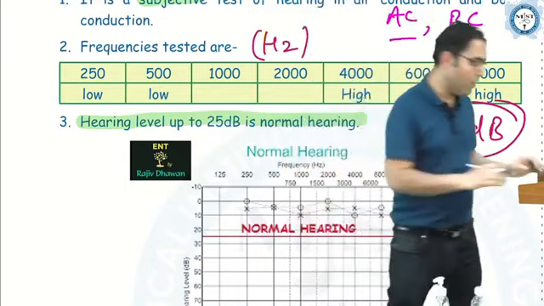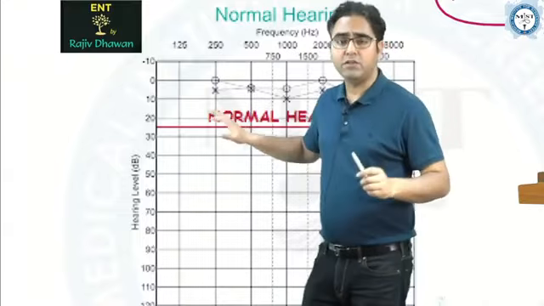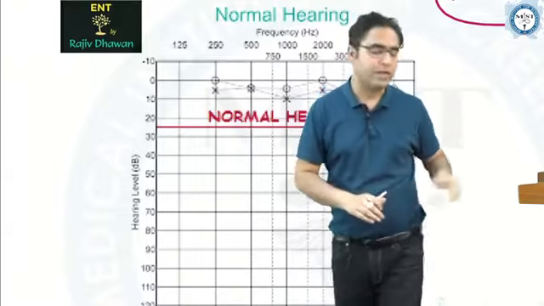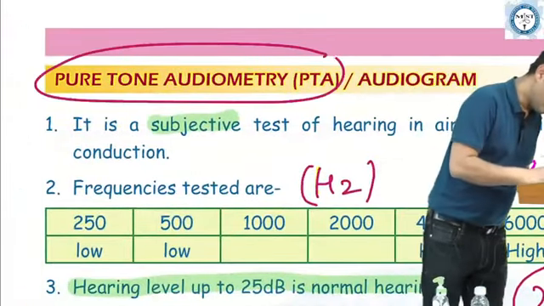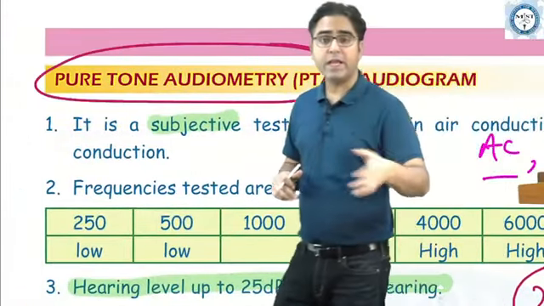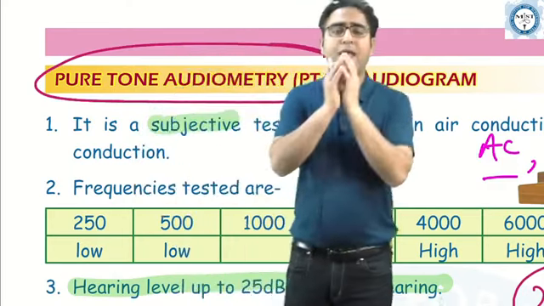Now this is what the audiogram looks like, beta. That's an audiogram. Audiogram means the test report of the audiometry. What is the name of the test, beta? The name of the test is PTA, beta. Pure tone audiometry. PTA is the most fundamental test of audiology, beta. This has to be done in any patient of hearing loss.